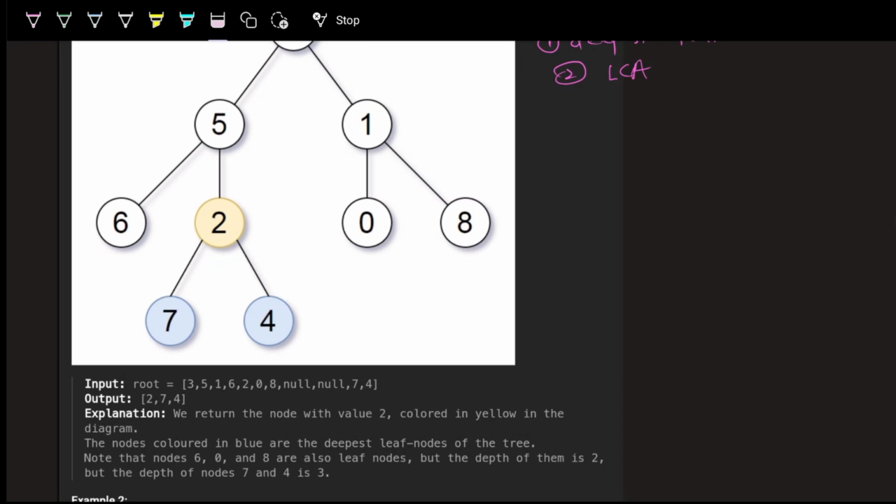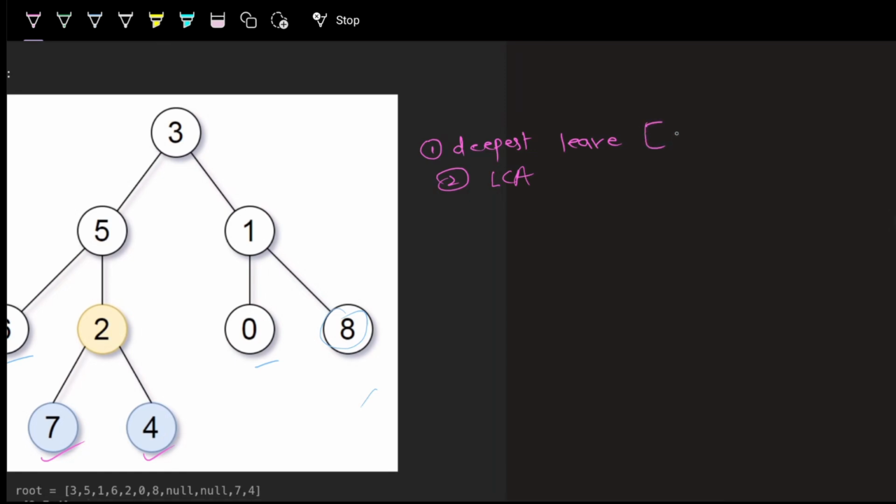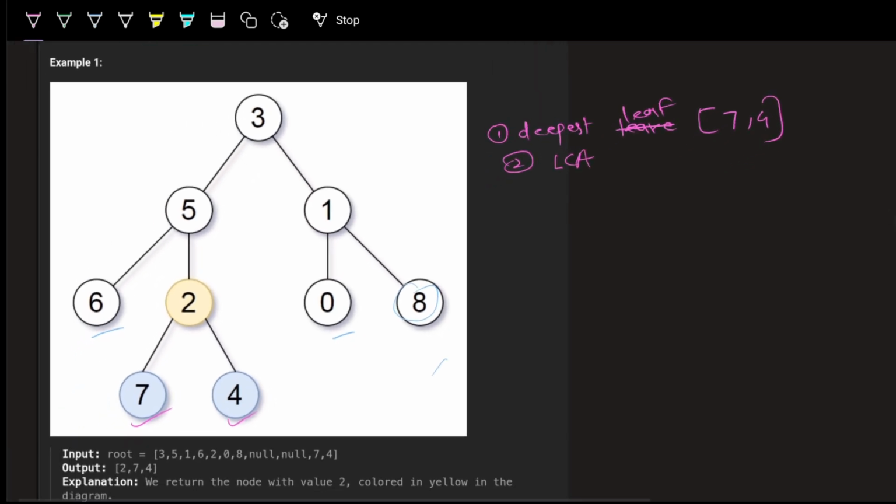Why are 6, 0, 8 not included? They still don't have any child, right? This doesn't have any child, this doesn't have any child. So these are also leaf nodes, but we are concerned only about the deepest leaves, not just any leaf. So these are the deepest leaves, 7 and 4. Now I have to find the LCA for 7 and 4.